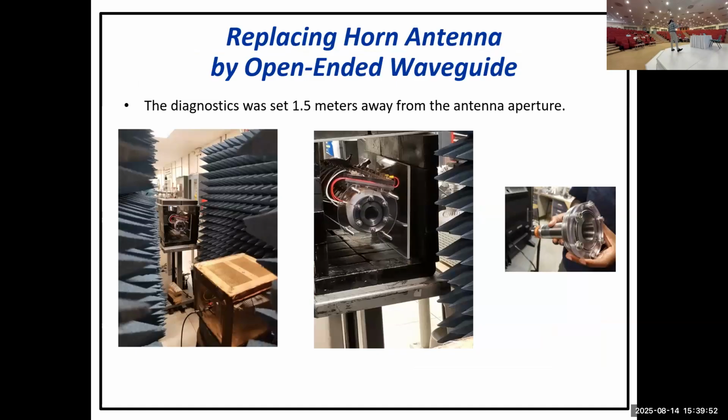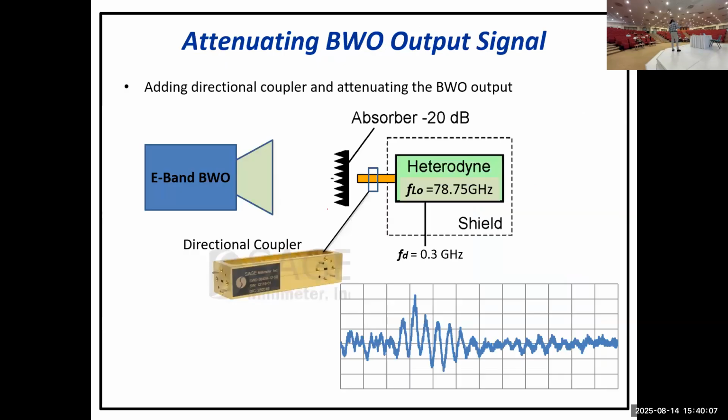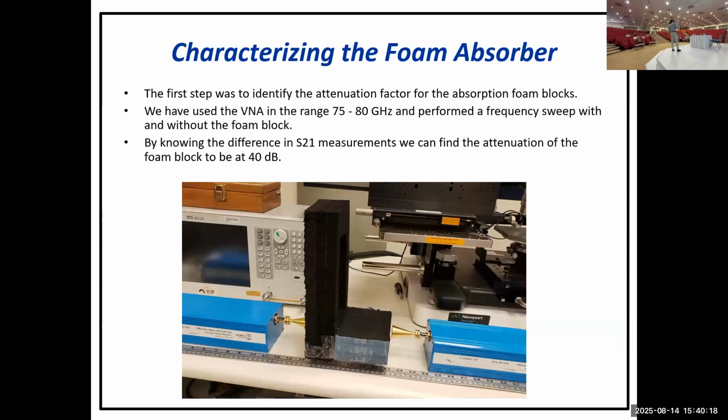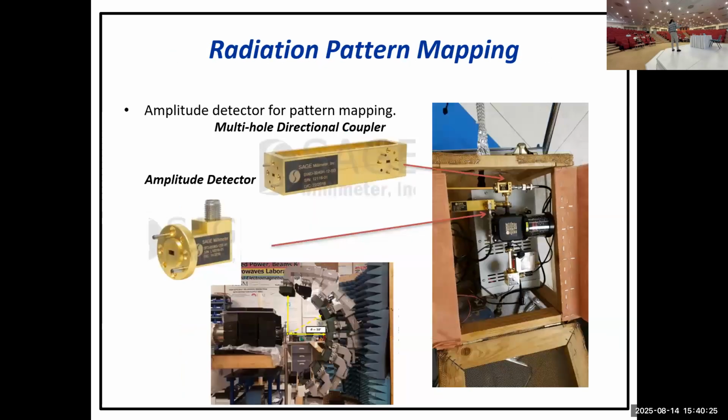This is another way to radiate, just to have an open-ended waveguide. We don't have an antenna in this case. We were just trying a different way of radiating the RF. Anyways, we had an absorber before here just to make sure, and then a directional coupler, 20 dB, reducing the power for our BWO output. So again, calibrating the absorbers to make sure that we are not sending a lot of power.